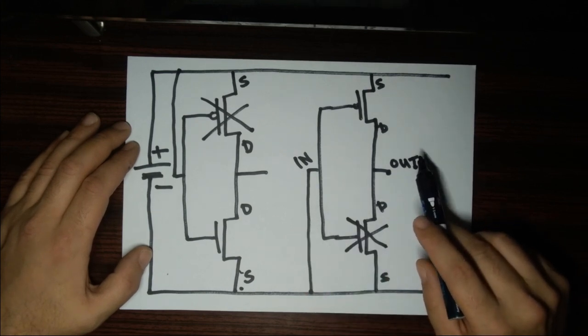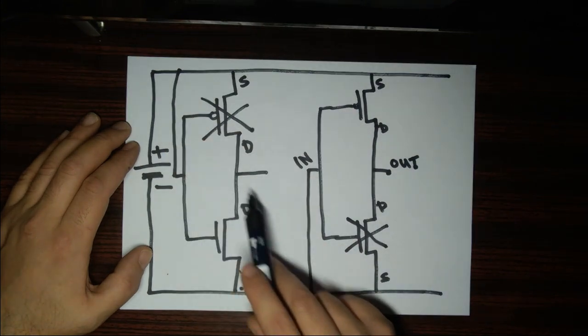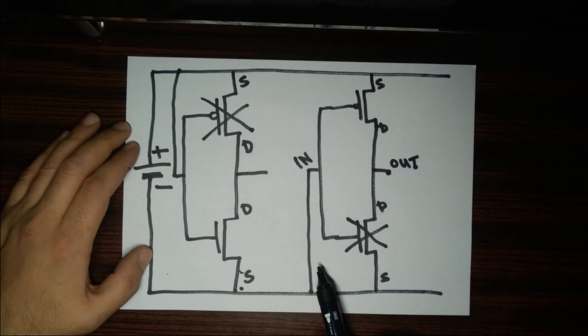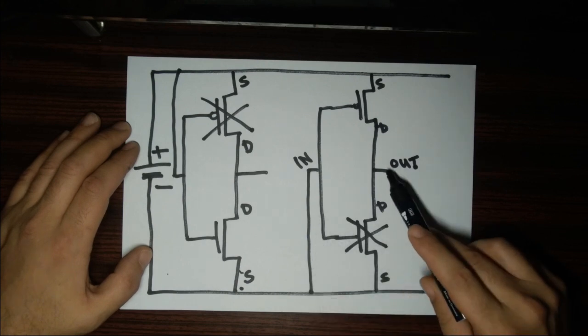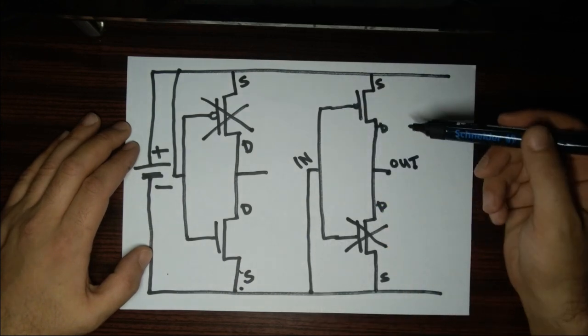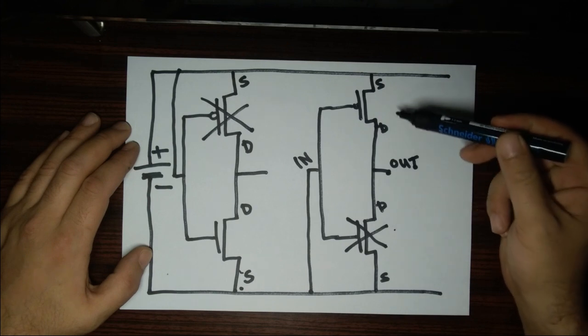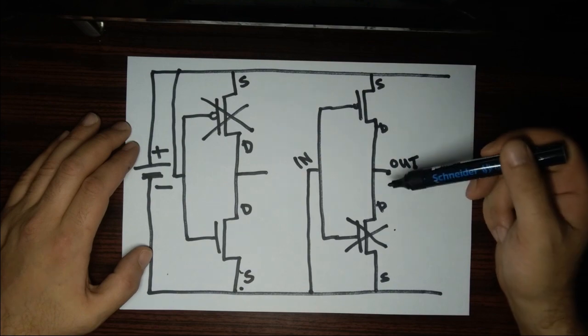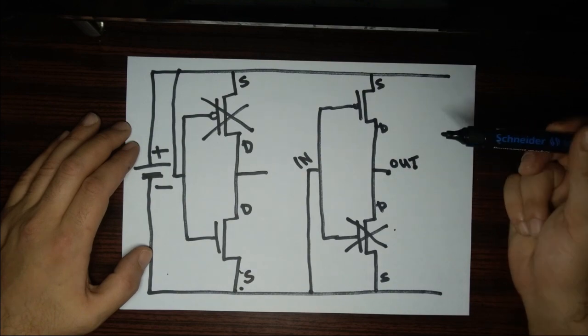Connecting the input to high, the plus rail, the bottom part turns on, whereas connecting the input to the low or the negative rail, the top part turns on. Since we have these two parts, the P and N parts, turning on and off by complementing each other, we call this complementary MOS, or CMOS for short.